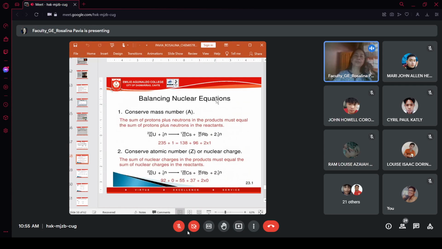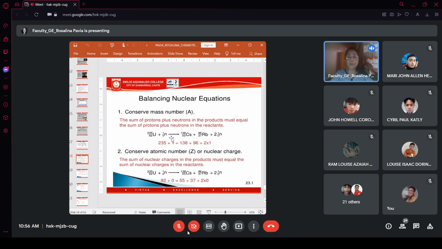Ito. That is balancing nuclear equations wherein you are going to add neutron on the left side of the equation and also on the right side of the equation in order to balance it. Dito, hindi ito radioactive decay ha. This is another type of nuclear reaction. So, the sum of protons plus neutrons in the products must equal the sum of protons plus neutrons in the reactants.